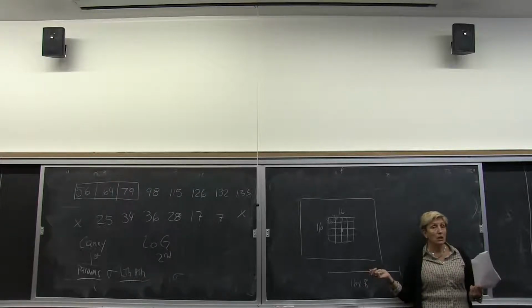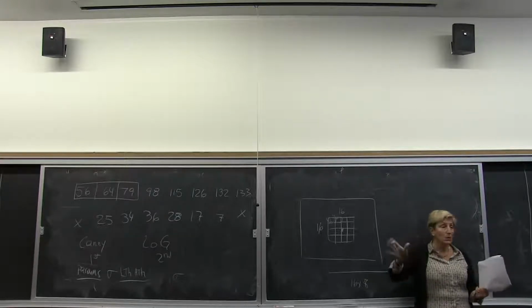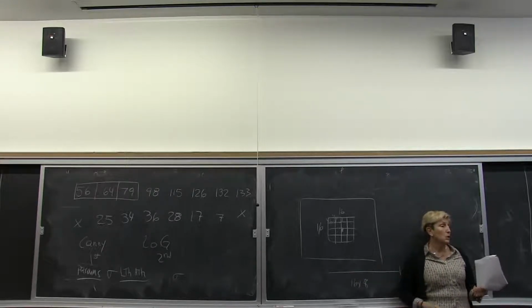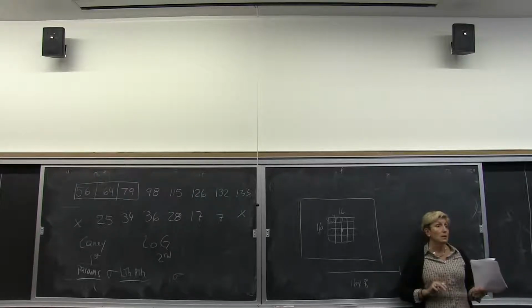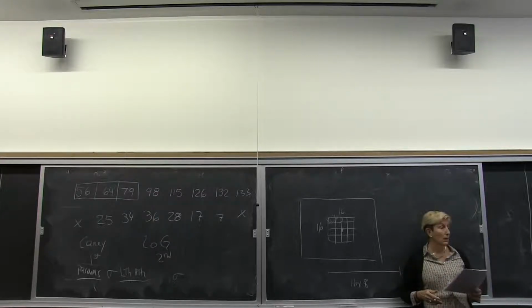Does it change if I change the orientation of the image? If I rotate the image, will this descriptor change? No. Why? Because I use relative orientation. Will it change if I change the size of the image, if I zoom it? No, because I did it at the appropriate scale. I found the scale using the feature. Okay. Will it change if I change the illumination?